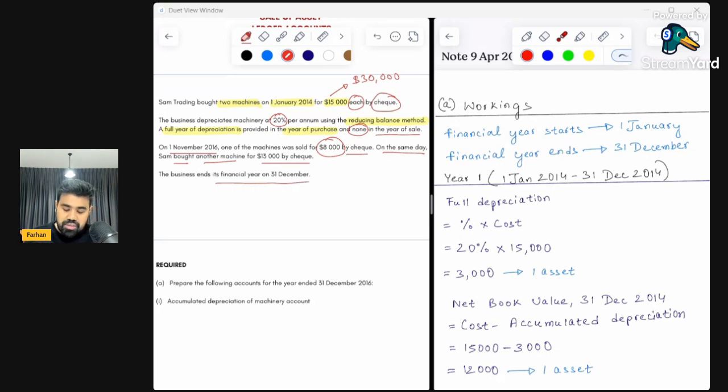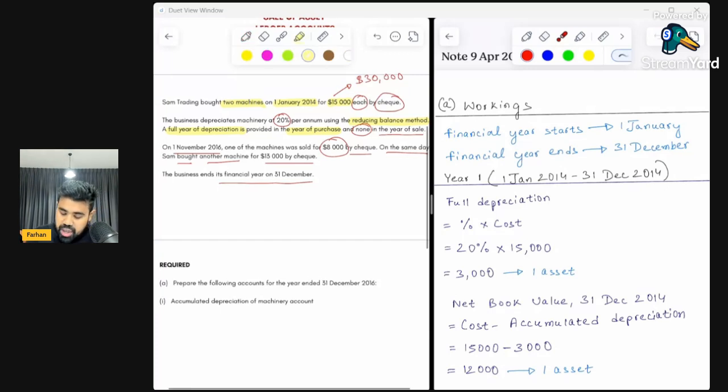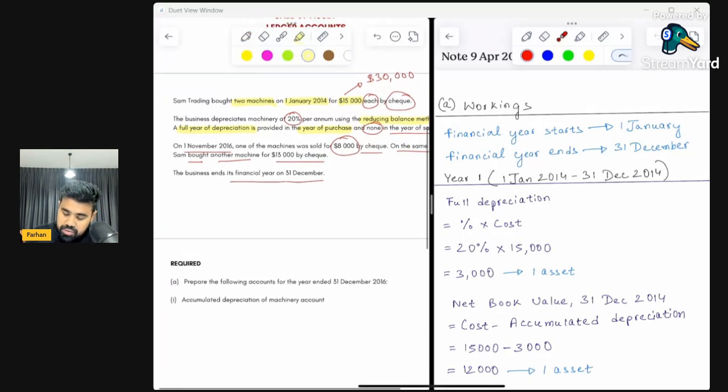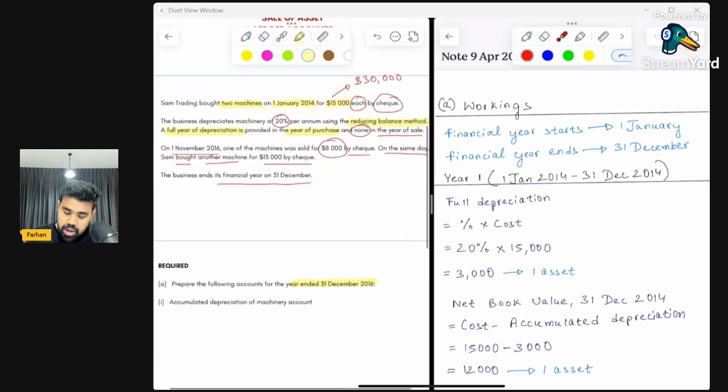So if that is the case, it means that the business financial year always starts on 1 January and ends on 31 December, which are the 12 months. Okay. The requirement of the question is to prepare the ledger accounts for the year ended 31 December 2016, all right, for the accumulated depreciation of machinery account. So I need your attention now to the workings on the right hand side, and let's see what's going on.